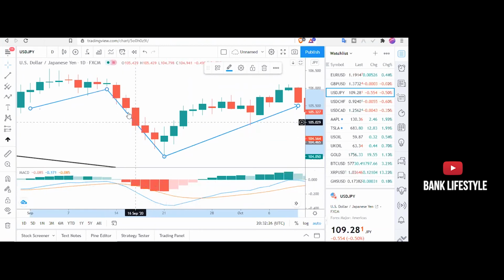Here it crossed and it was a downtrend. It crossed here, it was an uptrend. It crossed right here, it was an uptrend. So that is it for the MACD indicator.